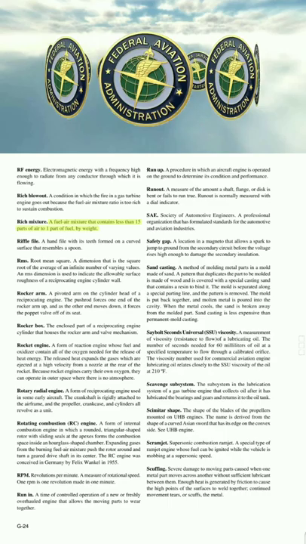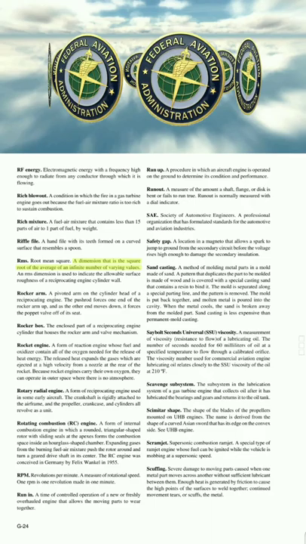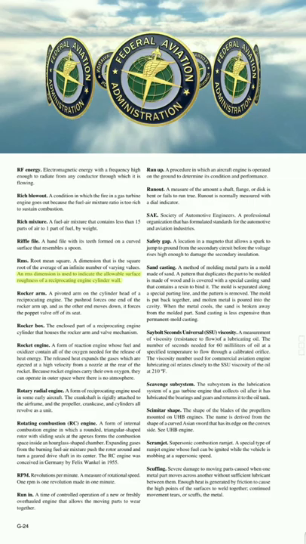Riffle file. A hand file with its teeth formed on a curved surface that resembles a spoon. RMS. Root mean square. A dimension that is the square root of the average of an infinite number of varying values. An RMS dimension is used to indicate the allowable surface roughness of a reciprocating engine cylinder wall.